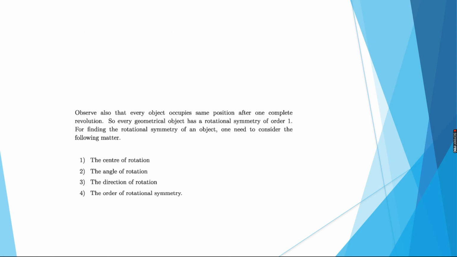Okay. Now, observe also that every object occupies the same position after one complete revolution. So every geometrical object has the rotational symmetry of order at least 1. This one is very important for all of you for objective questions. For finding the rotational symmetry of an object, one needs to consider the following method. These 4 things you should keep in mind: the center of rotation, the angle of rotation, the direction of rotation, the order of rotational symmetry. So center of rotation, angle, direction, order.